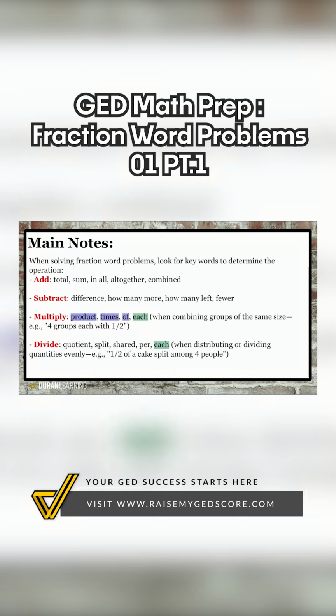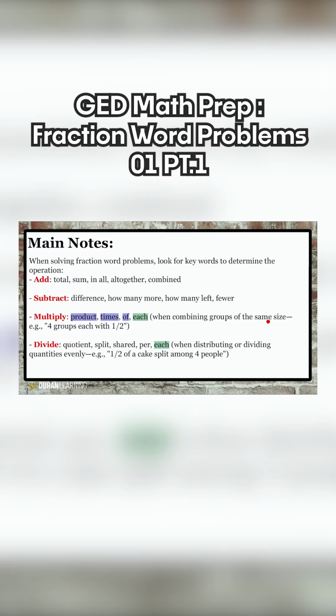Just like I talked about yesterday, remember that when we see the word each, and let's say we're trying to find the grand total, well, that's going to be multiplication. So when you're combining groups of the same size, like 4 groups each with half a piece, yeah, we're trying to find that grand total, and so we'd multiply.